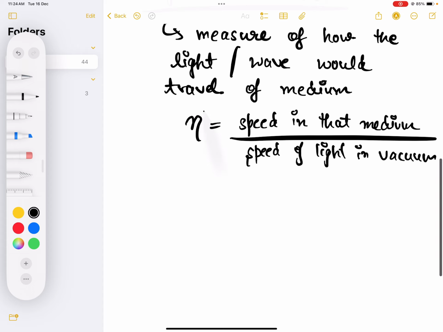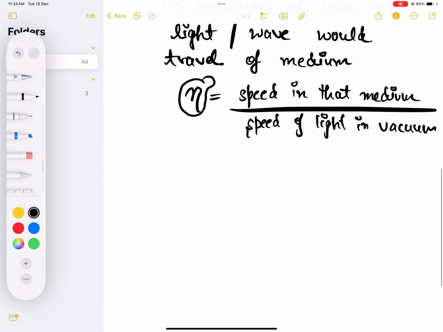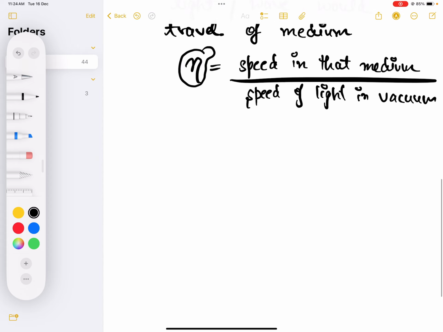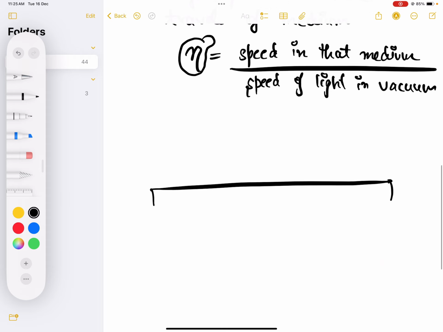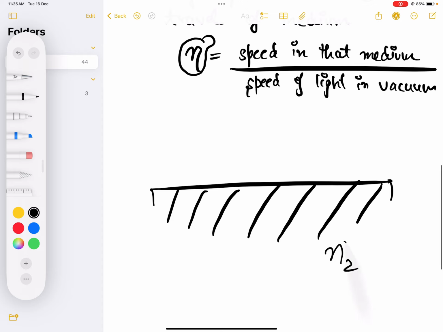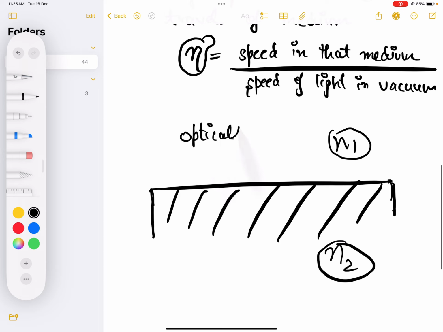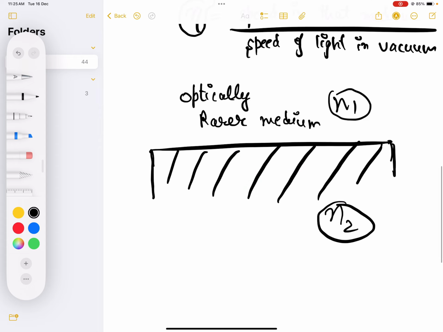Right. Okay, so let's directly jump into our topic. Let us consider two media. One is an optically rarer medium, with refractive index N1, and the other is an optically denser medium, with refractive index N2. N1 is the optically rarer medium, which means N1 is smaller than N2.